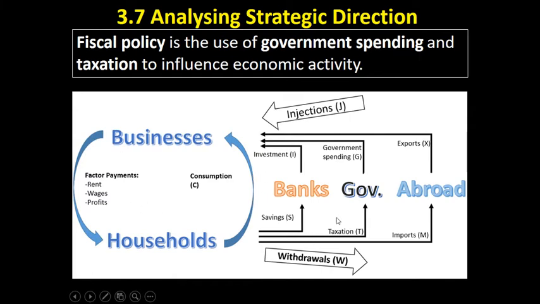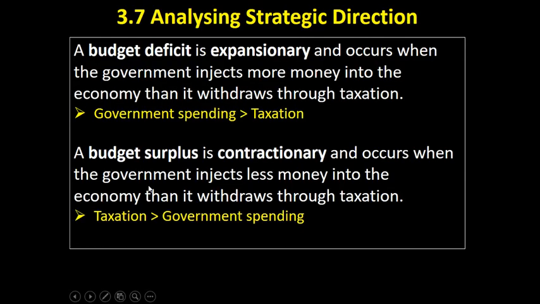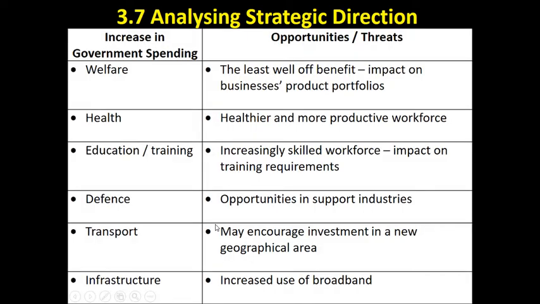A budget surplus occurs when actually the government takes in more in taxation than it spends, and that would be contractionary. And the government may wish to kind of slow down the economy if they're worried about the effects of inflation. So governments can run a budget deficit where they spend more than they tax, or they can run a surplus where they tax more than they spend, depending on what they want to do to the economy. So these are the different areas that government spend in.